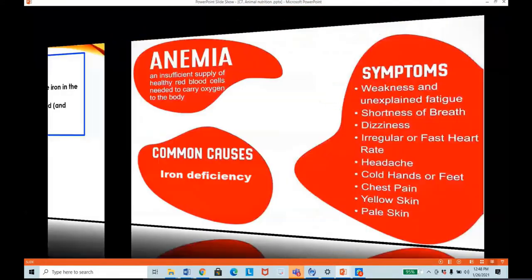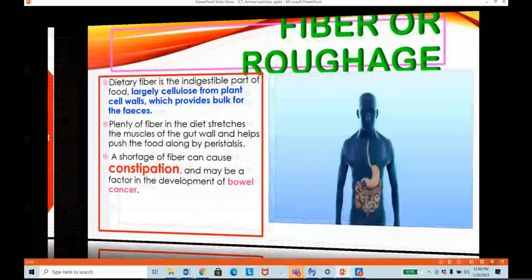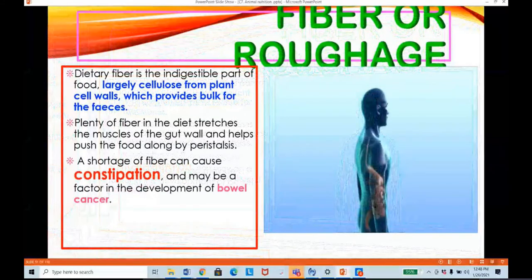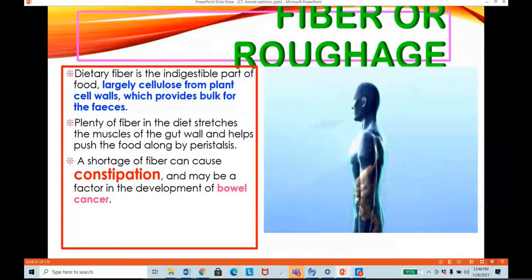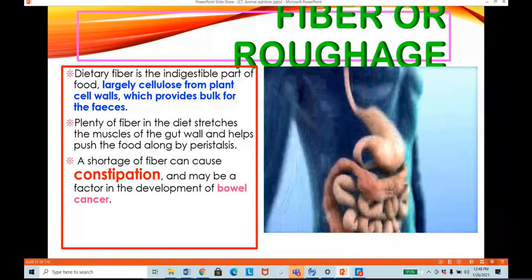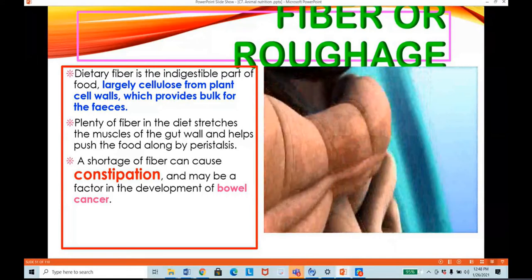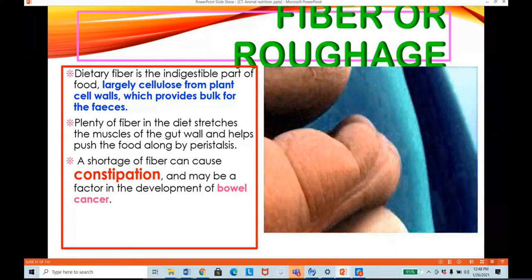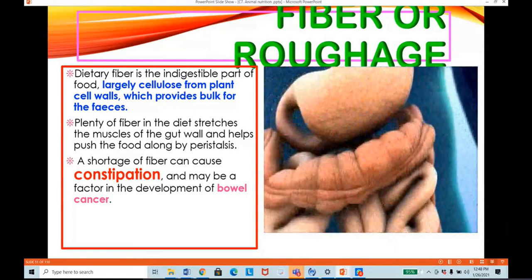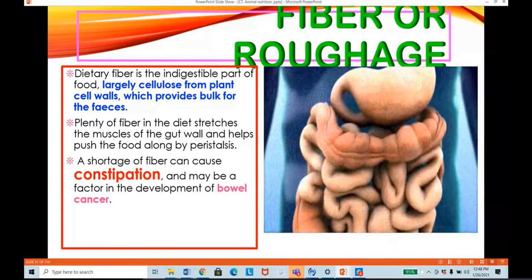Now let's move on to the next important nutrient. We can call it a nutrient because it is as important as a nutrient, which is fiber or roughage. You can watch in this video how fiber is important. What do you see in this video here? Who can explain? You can first watch it.